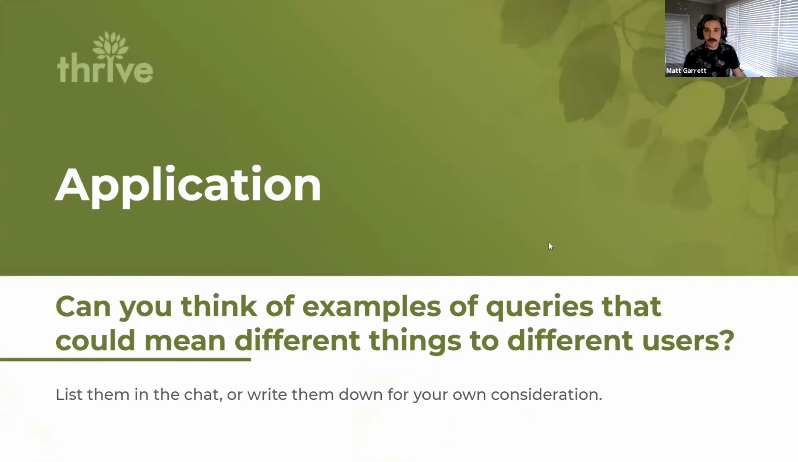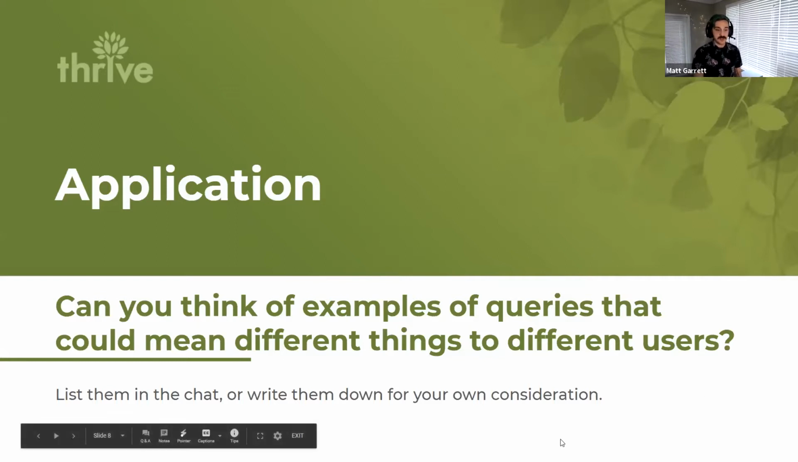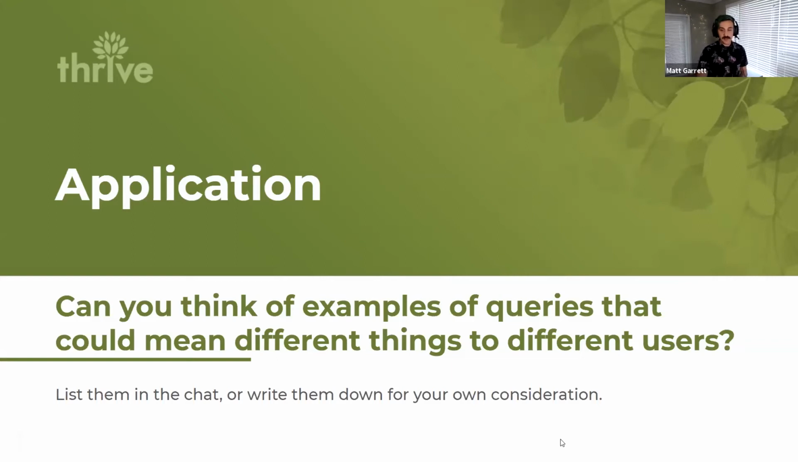So let's take a quick second to think of applications of what we just learned in the last couple of slides and start getting those gears turning. Can you think of examples of queries that could mean different things to different users? The same exact text, but two completely different implications. If you're in Zoom right now, you should be able to either chat in your questions or use the Q&A feature in Zoom. Or if you're on Facebook, you should be able to just comment on the live feed, and my friend Aaron will forward those questions over to me.